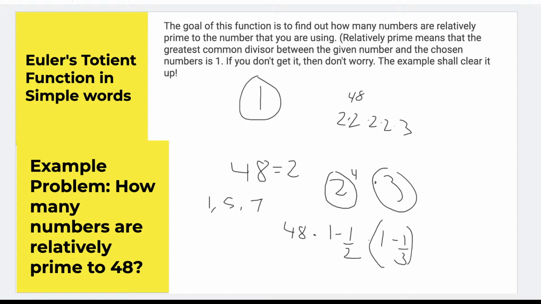So 1 minus 1 over 2 is just 1 over 2 times 1 minus 1 over 3 is just 2 over 3. These 2's just cancel out. So 48 divided by 3 is 16. That means there are 16 numbers that are relatively prime to 48. So instead of actually computing it, look, it was so simple with this function.